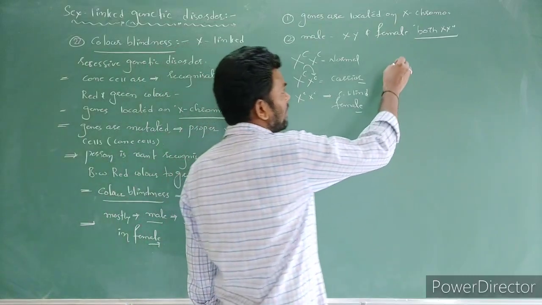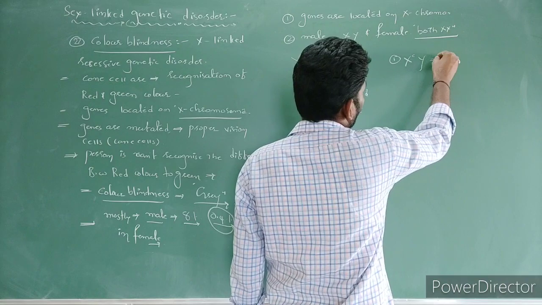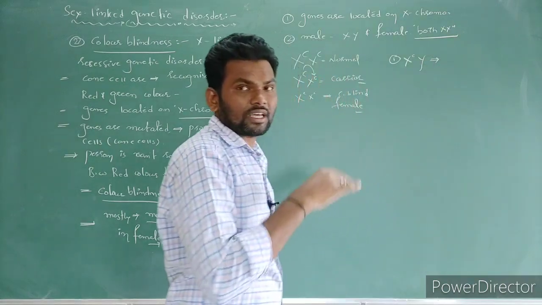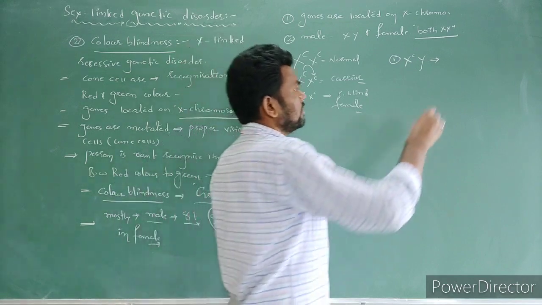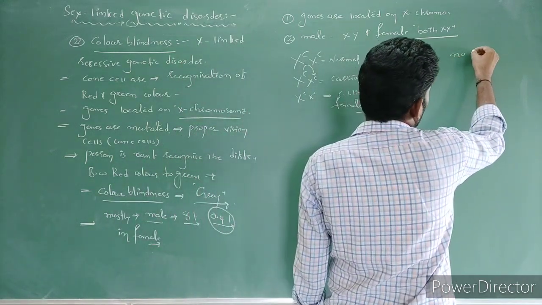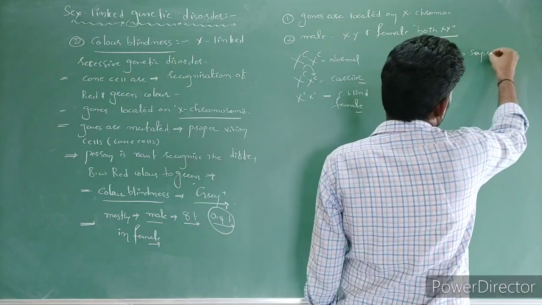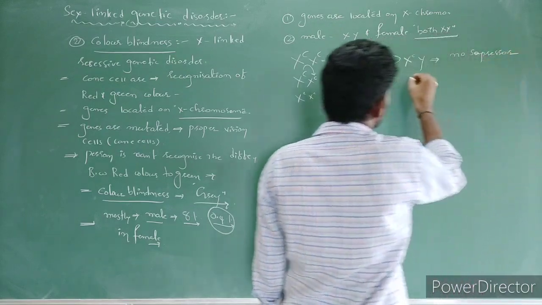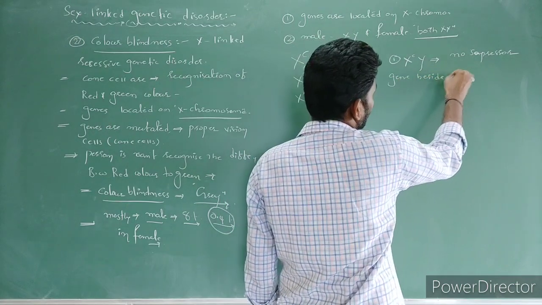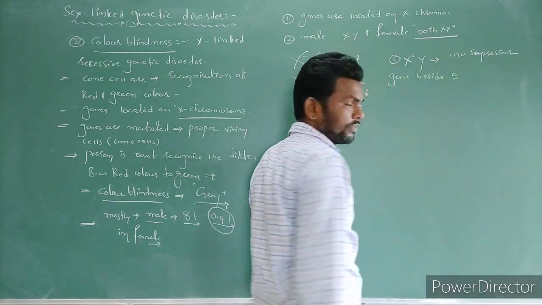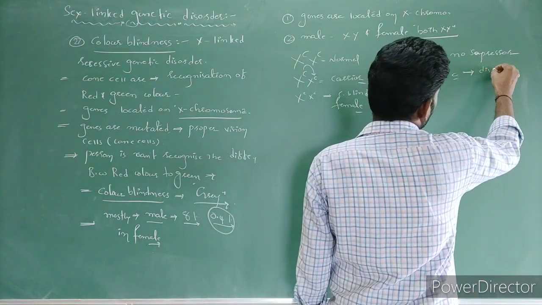And in case of male, what happened? In case of male, X small c and Y. Here there is no suppressor gene beside the small c, so it is an expressed character. There is no suppressor gene beside small c. So that's why all of these are suffering from the disease.